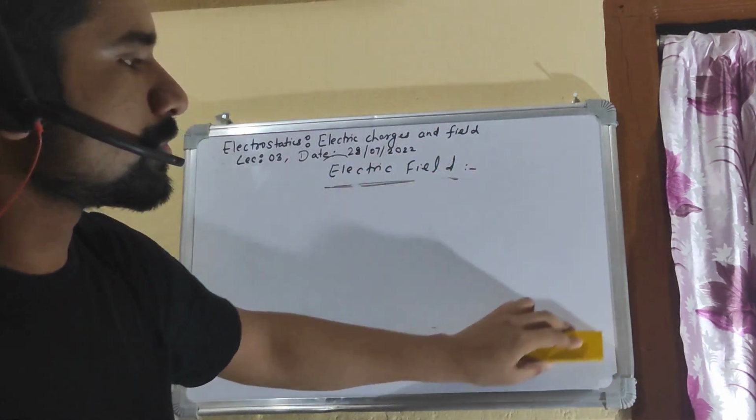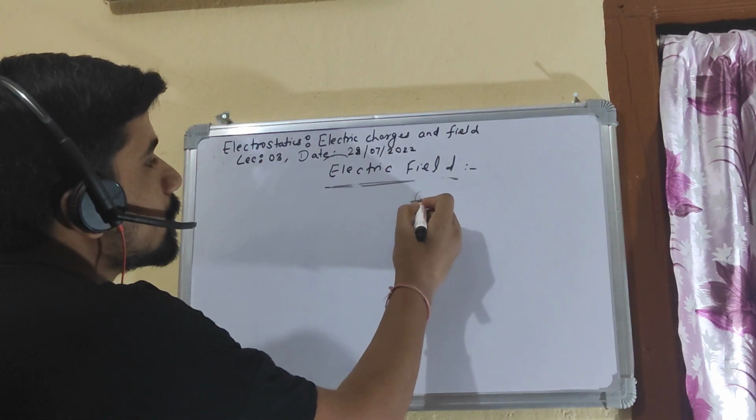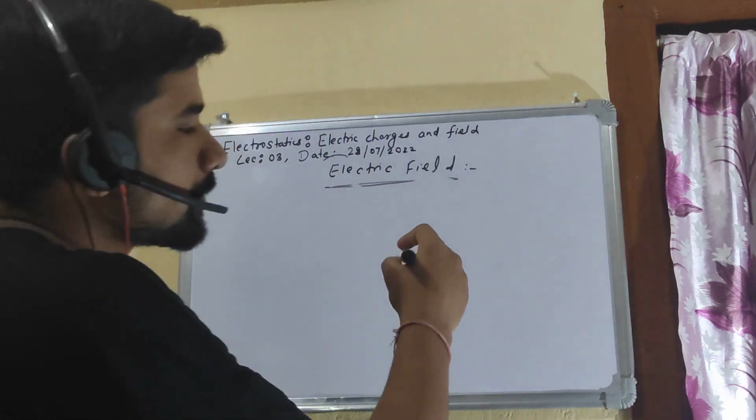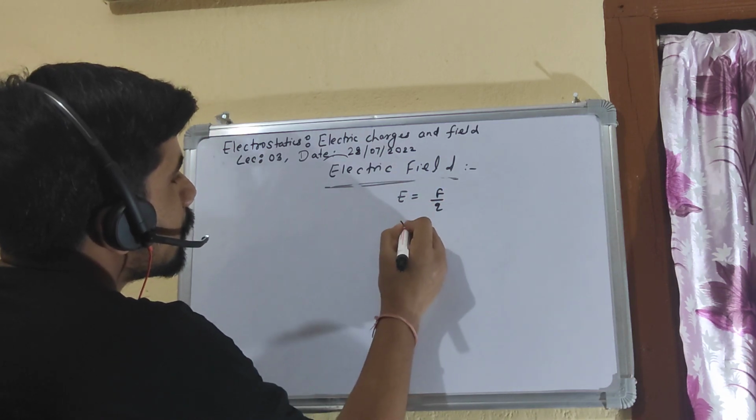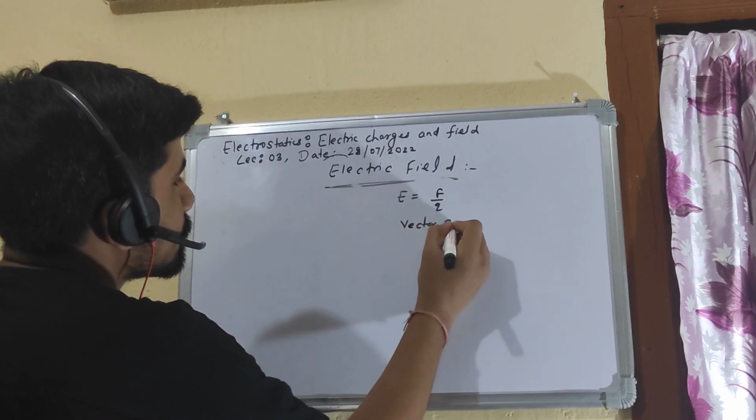And obviously, since force is a vector quantity and field is force per unit test charge, it is also a vector quantity, right?